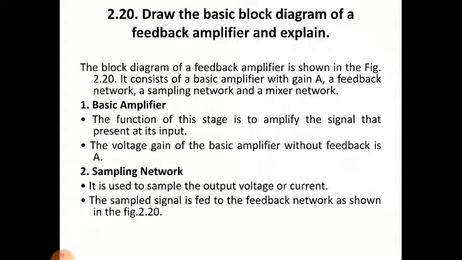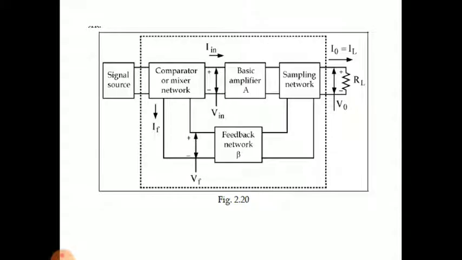Next is sampling network. It is used to sample the output, that is either voltage or current. The sample signal is fed to the feedback network as shown in the figure. As already we have discussed, the sampling network samples either voltage or current and feeds it to the feedback network, right?